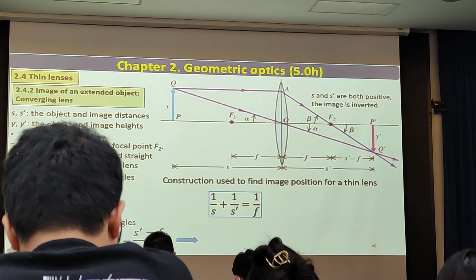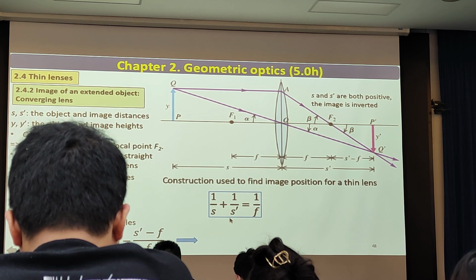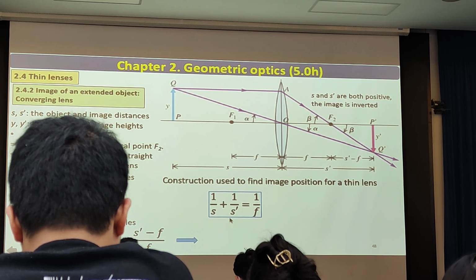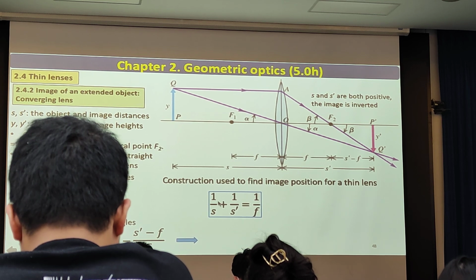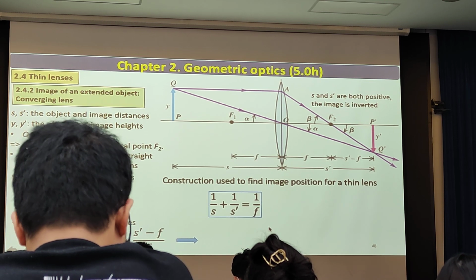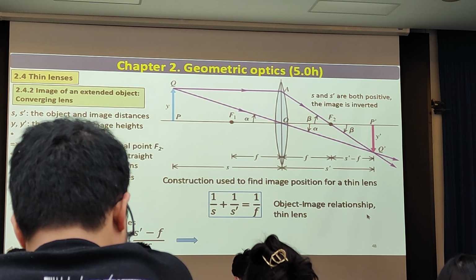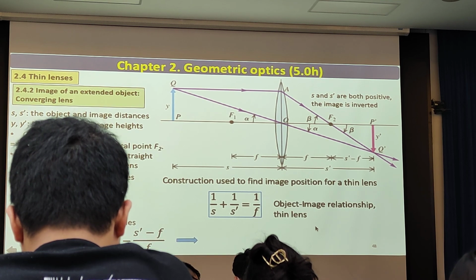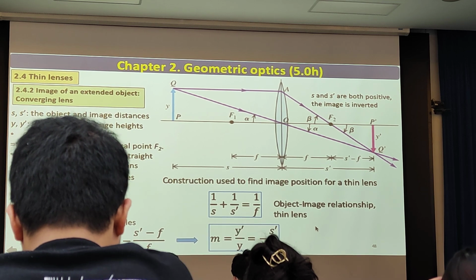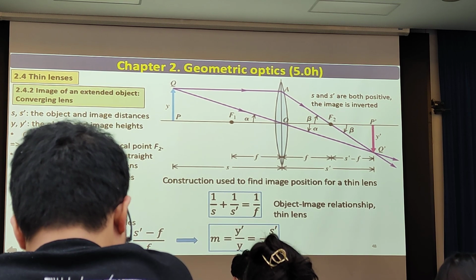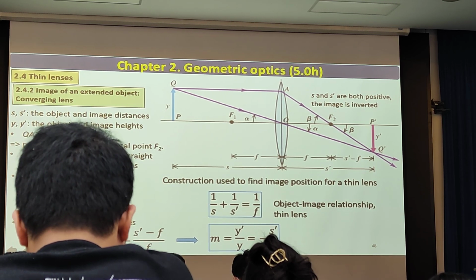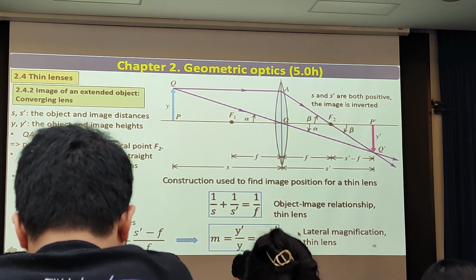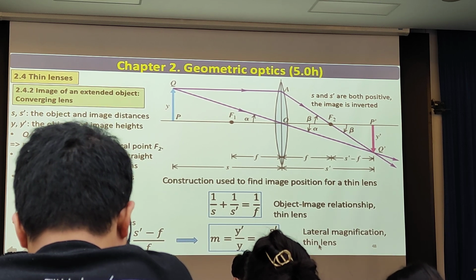So you can deduce from these two the formula you know from when you were a kid. Now you are 18, so you go to an adult. So you can prove that 1 over S plus 1 over S prime equals 1 over F, and it is the object-image relationship for the thin lens. It's the same as the case you had before, just like 2 over R, right? And M equals Y prime over Y equals minus S prime over S. It is the lateral magnification of the thin lens. So we can have that.